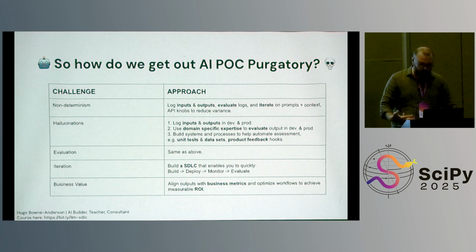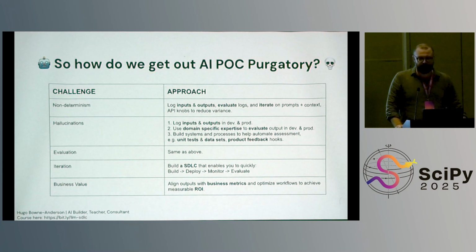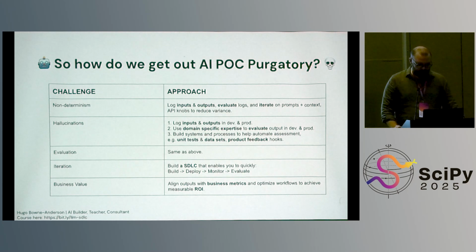With hallucinations, once again, you want to log inputs and outputs, both in development and production. Use domain-specific expertise to evaluate output in dev and prod, and build systems and processes that help automate assessment, like unit tests, data sets, product feedback hooks, and also put your things in certain business logic, have tests and guardrails as well. Know what's acceptable output and what isn't. In terms of evaluation, it's exactly the same as above. For iteration, you want to build a software development life cycle that enables you to do this quickly.